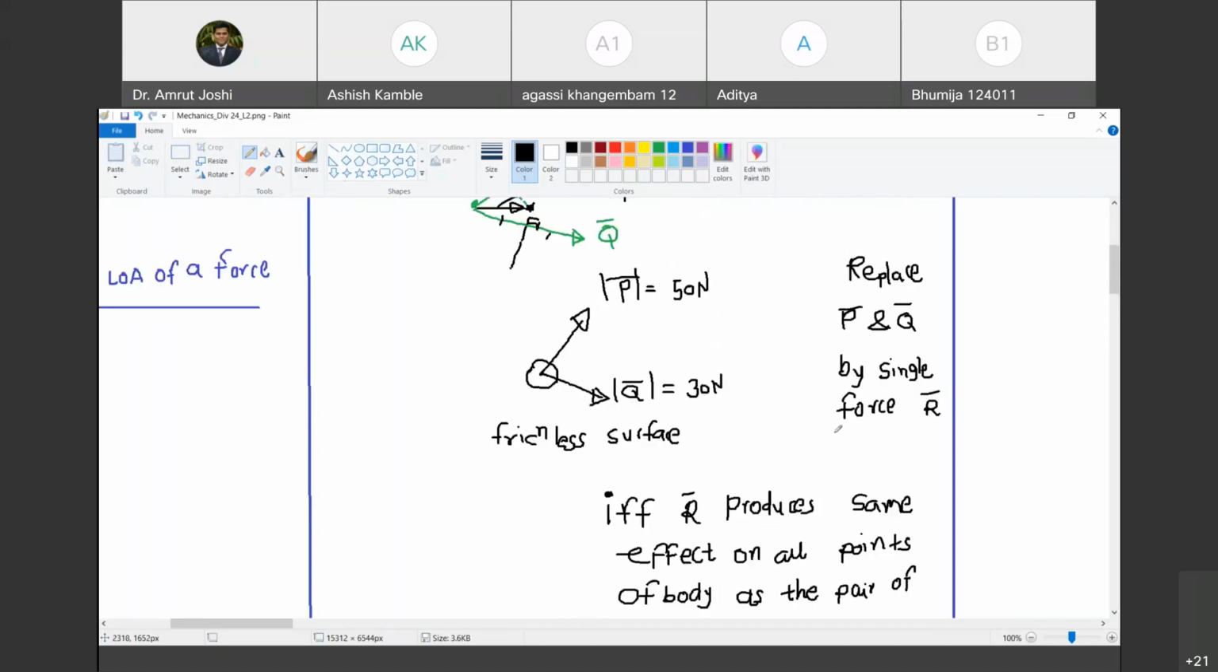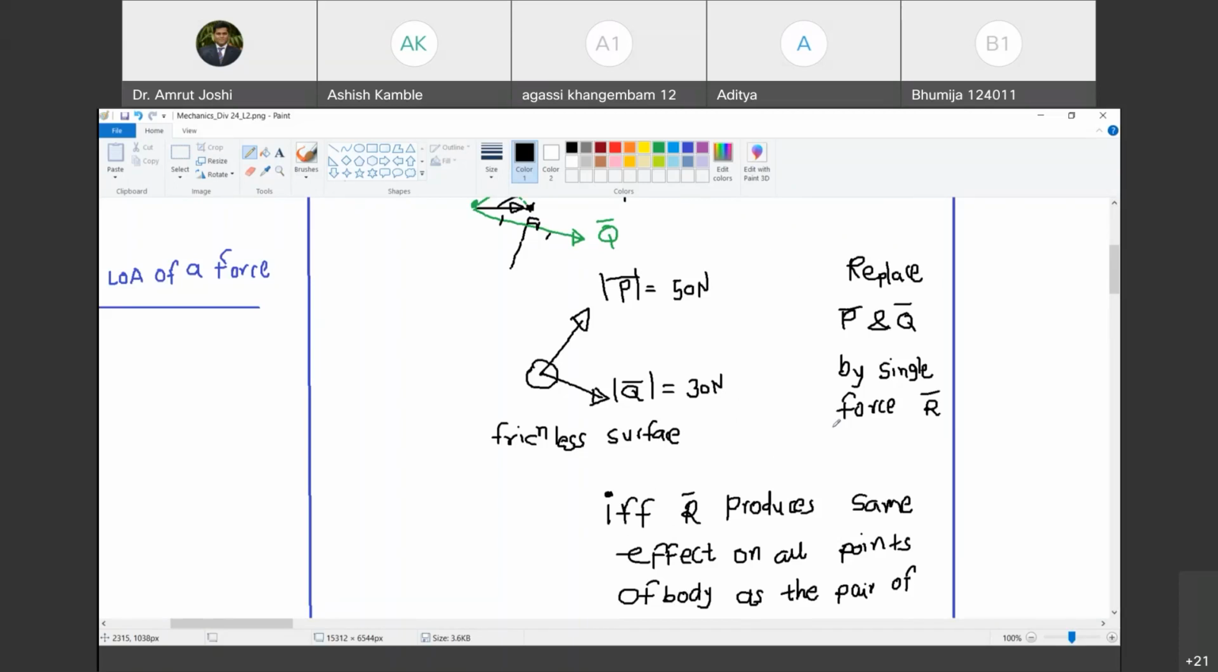Now, if there are more than two forces acting on a body, what do we do? Let us say there is P bar, Q bar, R bar, S bar, T bar, P1 bar, P2 bar, P3 bar, P4 bar up to Pn bar. N forces acting on a body. So what is the addition of all these N forces? I will remove all these N forces and replace them by a single force. If that single force produces exactly the same effect on all points of the body as P1 bar to Pn bar were producing together, then I call that R bar the addition of all the forces. Are you with me? Yes, sir.